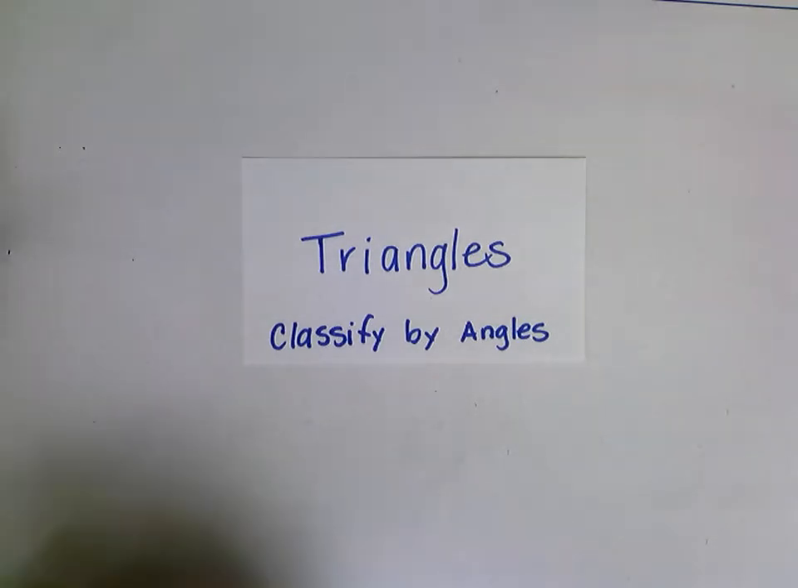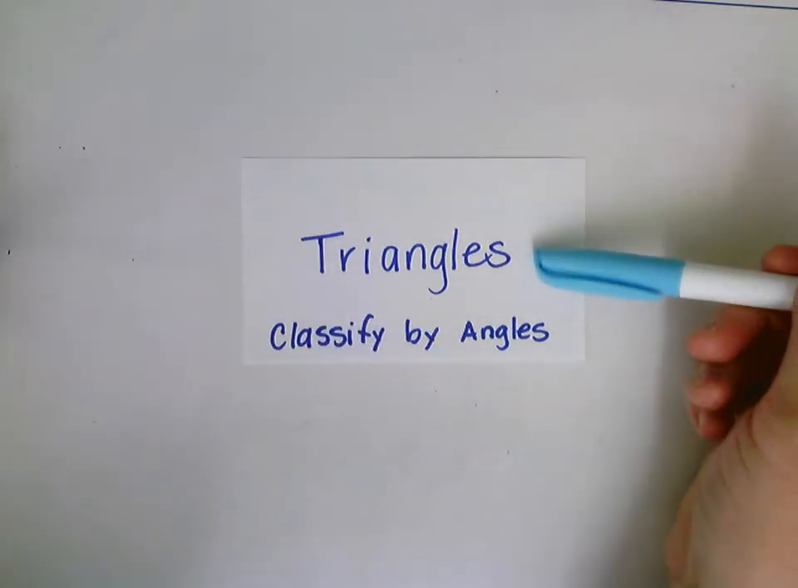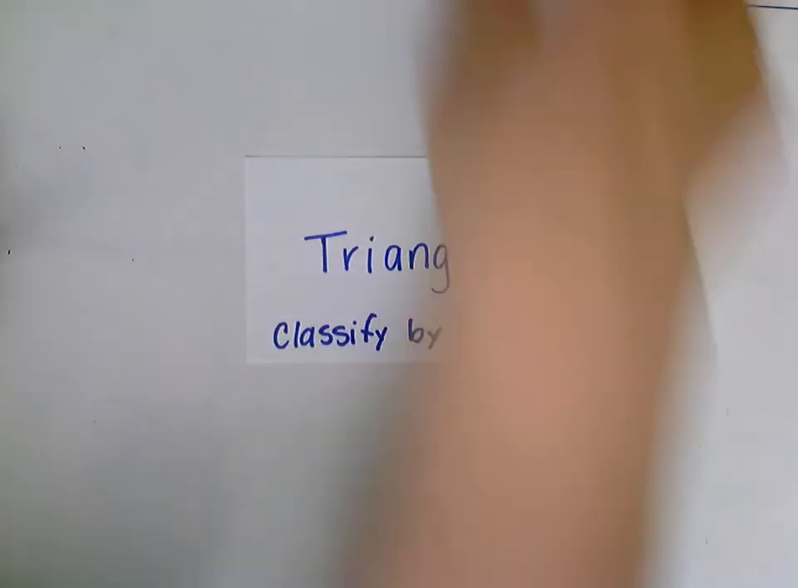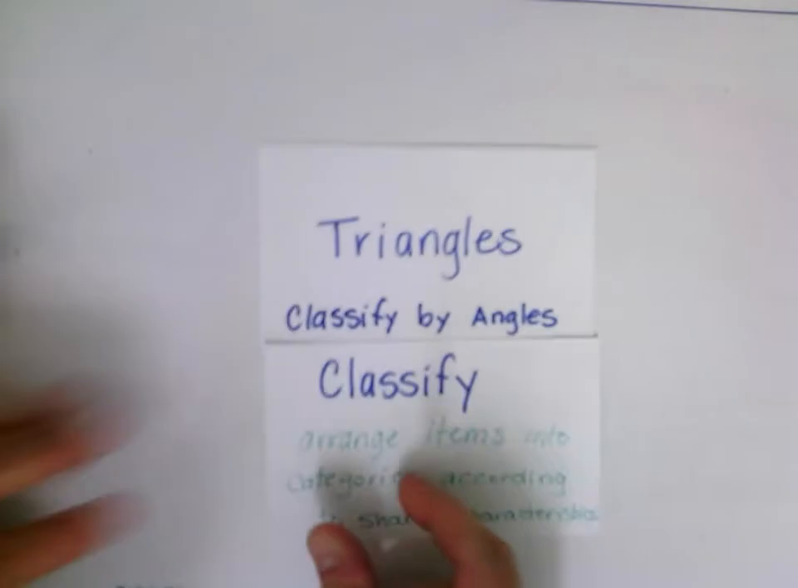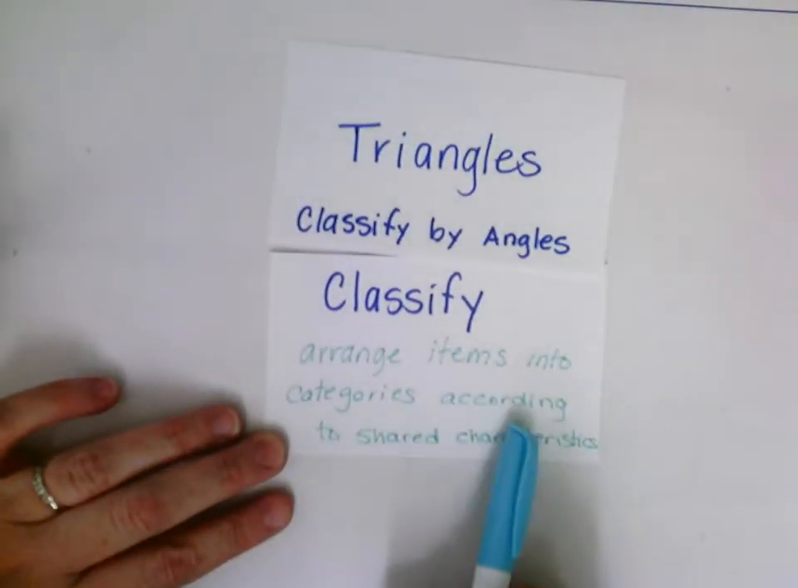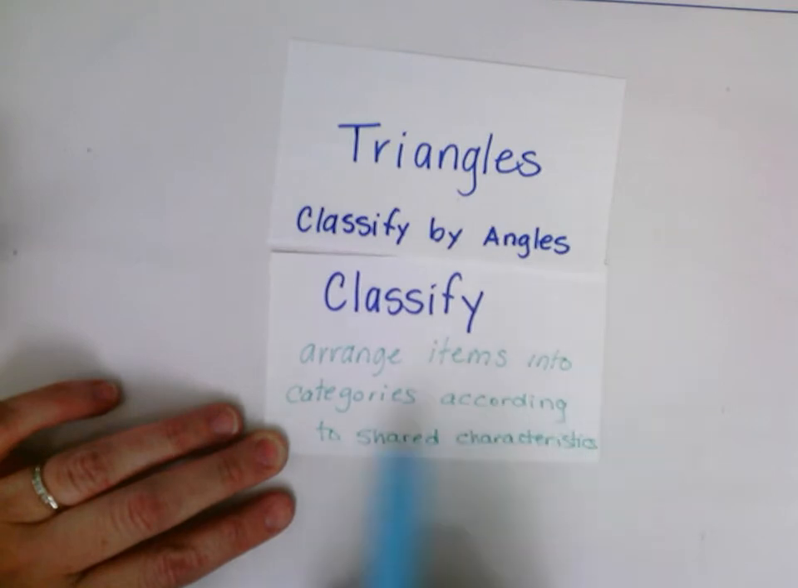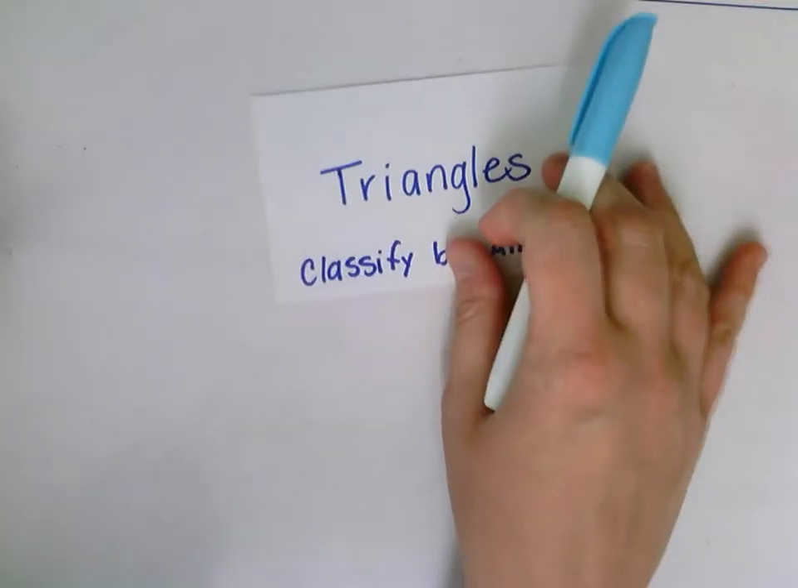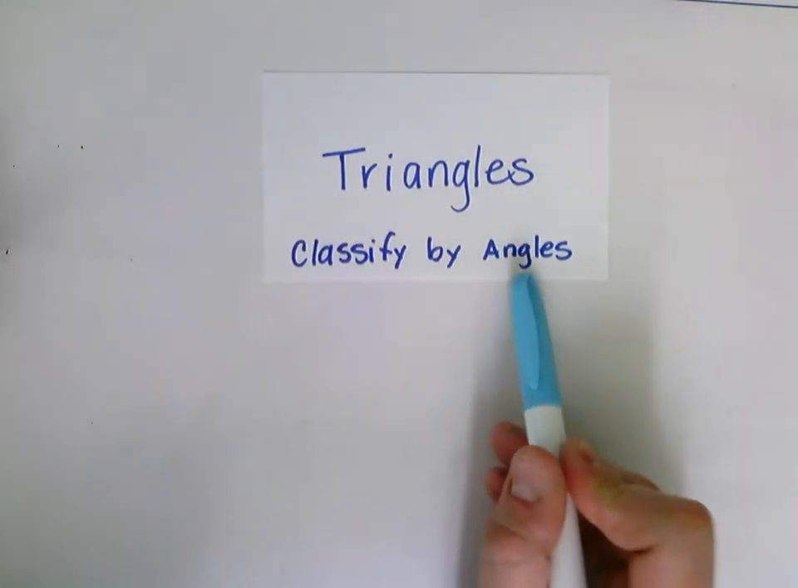Today we're going to be working with triangles again, and we're going to be classifying triangles by angles. So remember, when we classify something, we arrange it into a category or a group according to its shared characteristic, what they have in common. All right, so we're going to be classifying our triangles by the measure of their angles.